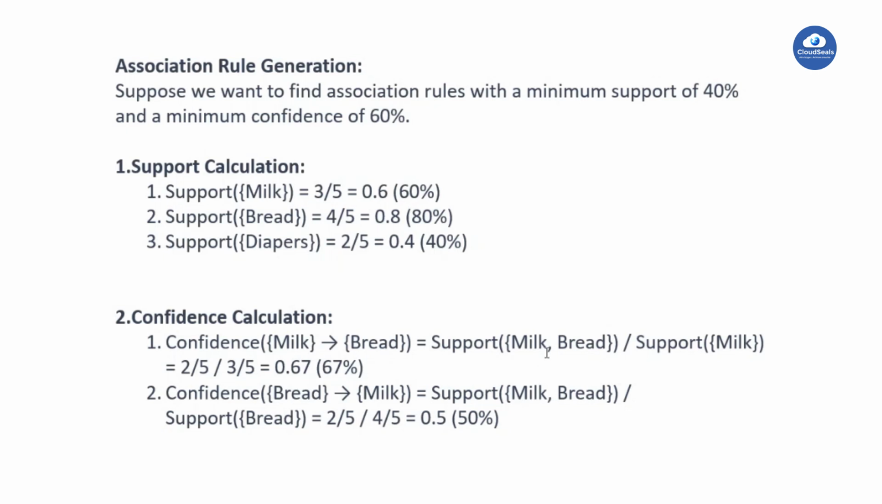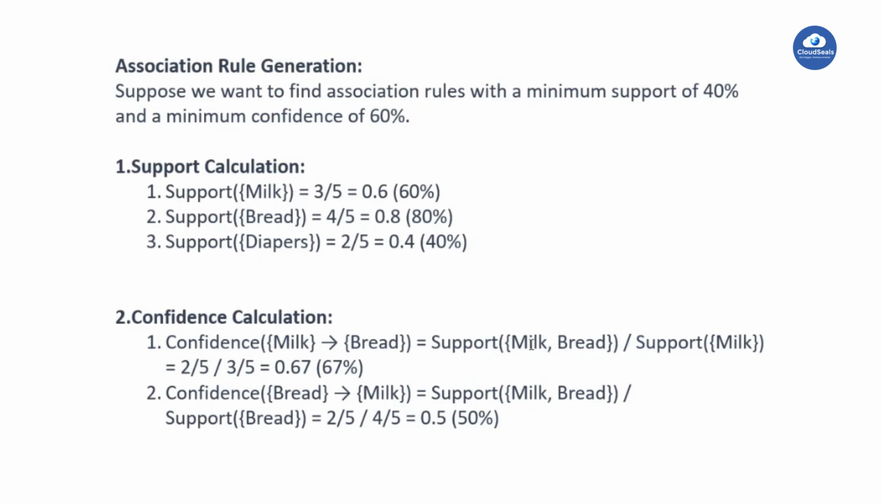In the numerator, we will use the joint probability, and in the denominator, we will use the normal probability. Let's take this one. What is the support of milk? You understand the probability of milk. Out of the five transactions, below is the marginal probability, and above is the joint probability.